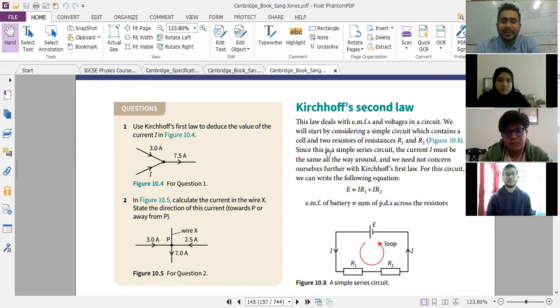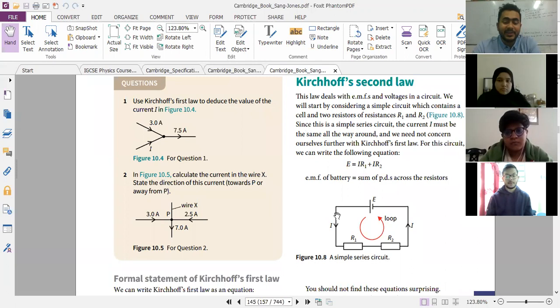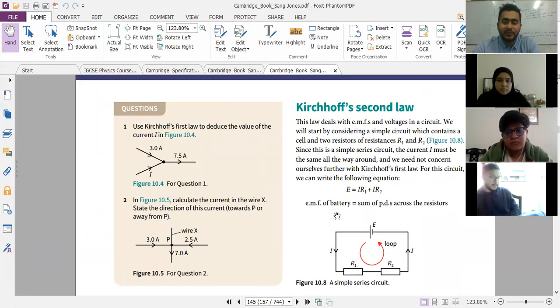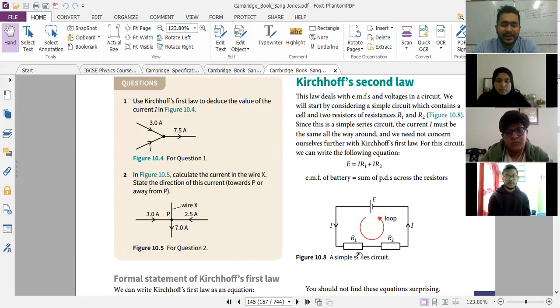Okay, so let's start with what they say. And we can calculate using the very famous equation of Ohm's law. Very easy. Let's start. This law deals with EMFs and voltage in a circuit. We will start by considering a simple circuit which contains a cell and two resistors of resistance R1 and R2. So everyone, please draw the diagram.